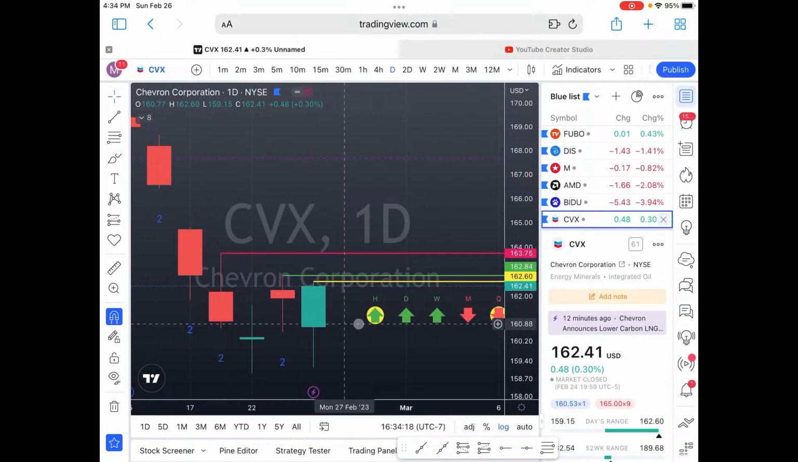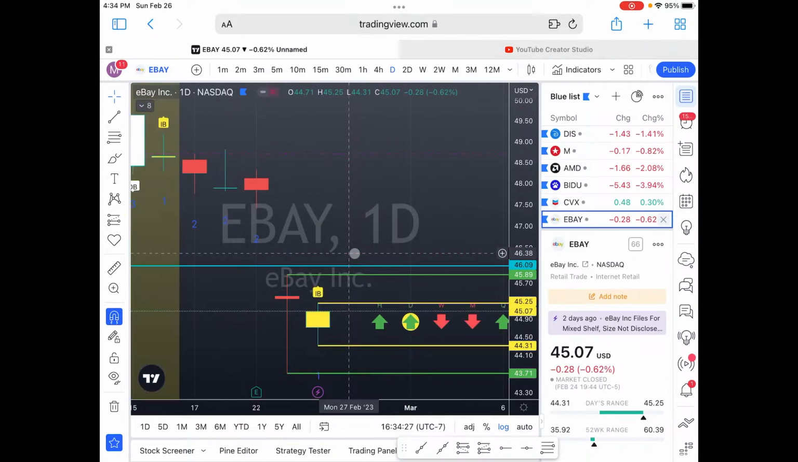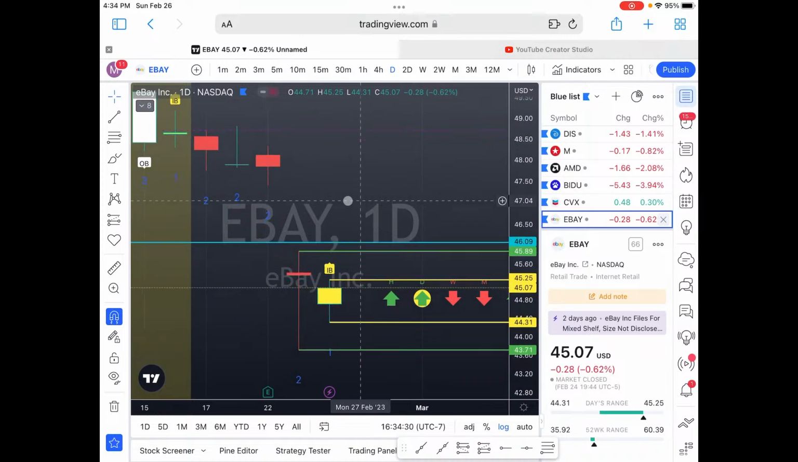CVX, same thing. 2 down, finish green. We'll look for those calls at 162.60. First target's marked out. Your second target is the trigger for the weekly to go 2 up as well. eBay, inside bars. Let's talk about inside bars.